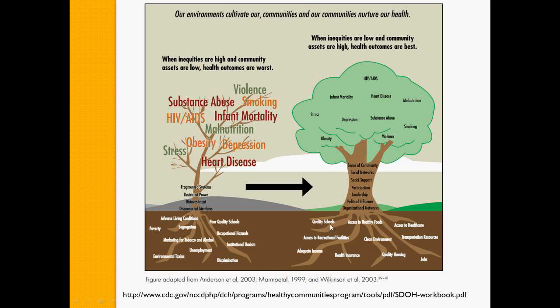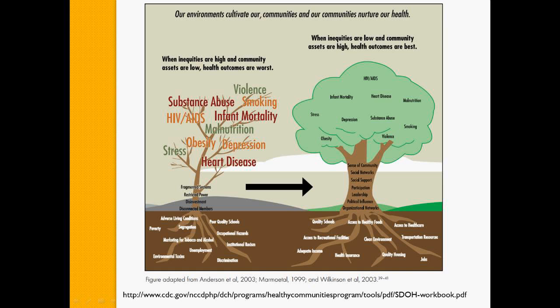And then if you look at the tree on the right, if you have quality schools and access to healthy foods and good health care, you have really strong roots. And if you have a strong trunk of social networks and peer support, then you have a much better ability to handle all these health outcomes, and maybe these won't affect you as much. So I thought that was a really nice image to kind of show what we're talking about here.